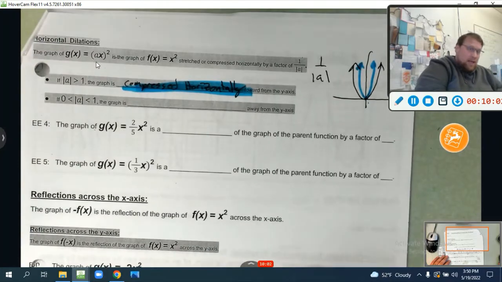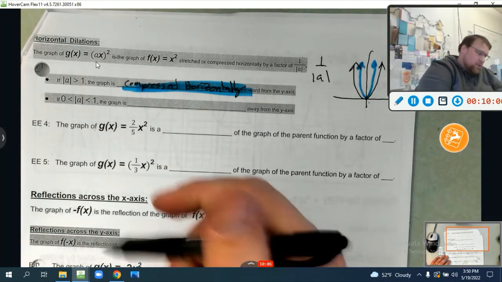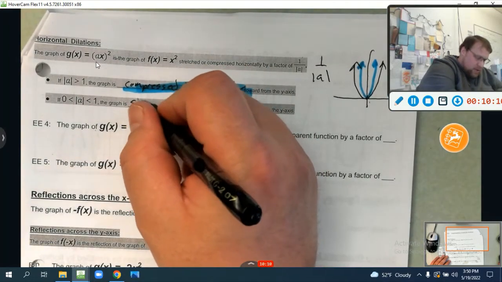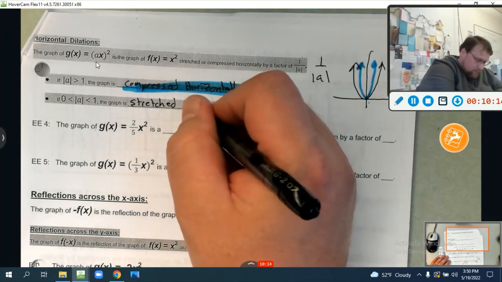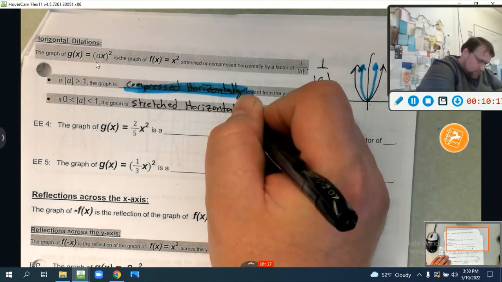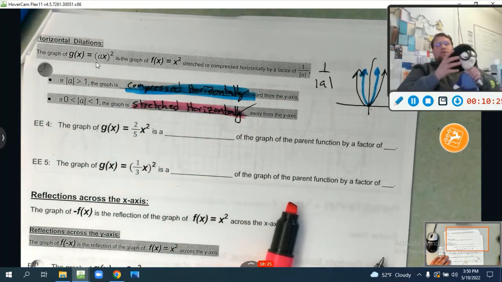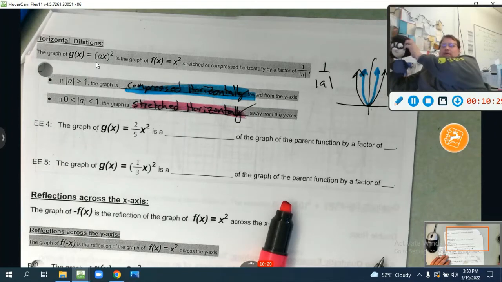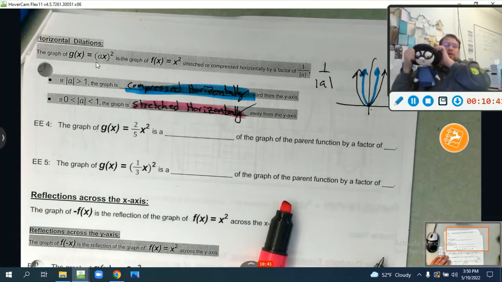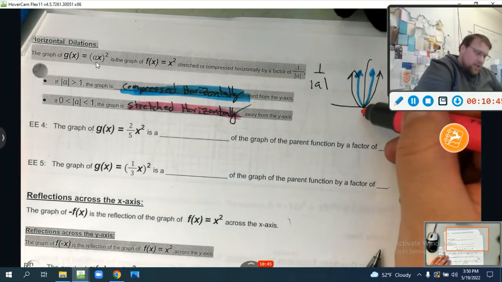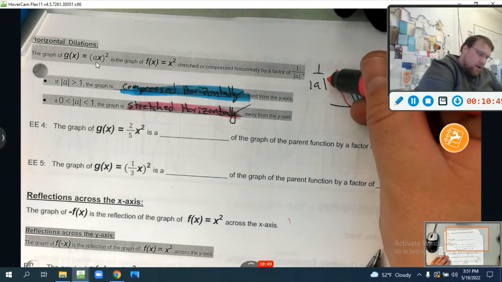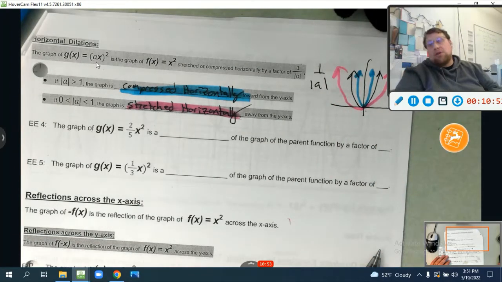Now, conversely, if that a on the inside of the parentheses is a fraction or a decimal in between 0 and 1, then guess what? The graph is stretched horizontally. So let's look at that. What does stretched horizontally do to Edna? Well, again, if this is my y-axis right over here, then when I stretch it horizontally, it's kind of like that vertical compression that smooshes her down. So a horizontal stretch actually widens the graph. It fattens it out. I'm not fat. I'm either vertically compressed or horizontally stretched. That's just what's happening here.